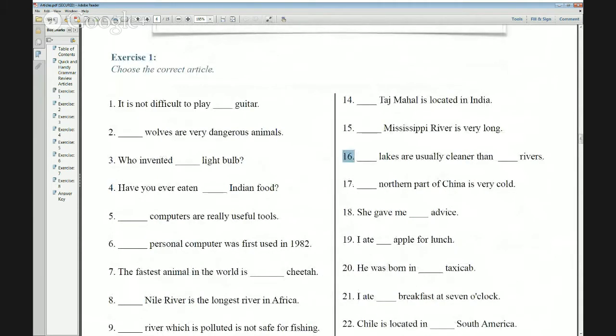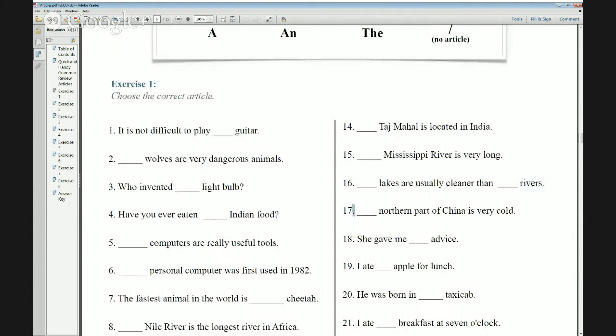16. Whose turn is it? Julia or Elena? No, actually, it's not my turn. Or Elena? Lakes are usually cleaner than rivers. Lakes is plural. Rivers is plural. When it comes to plurals, we never say an article. Lakes are usually cleaner than rivers. Yes, that's better. So no articles are needed here. Okay, very good. 17.